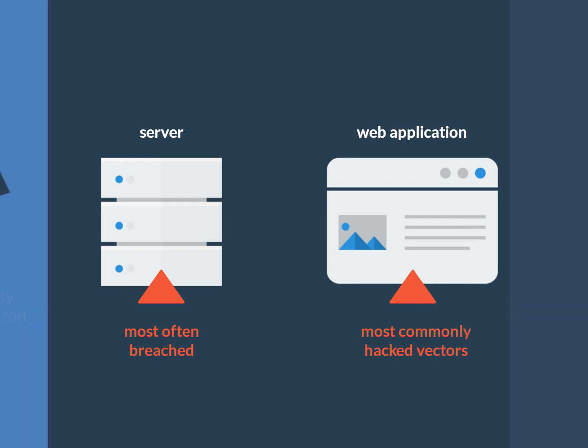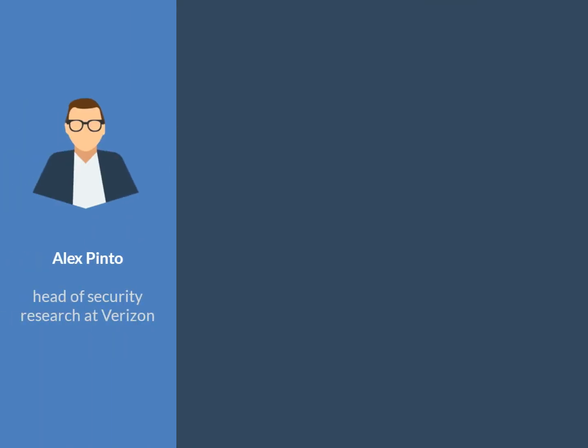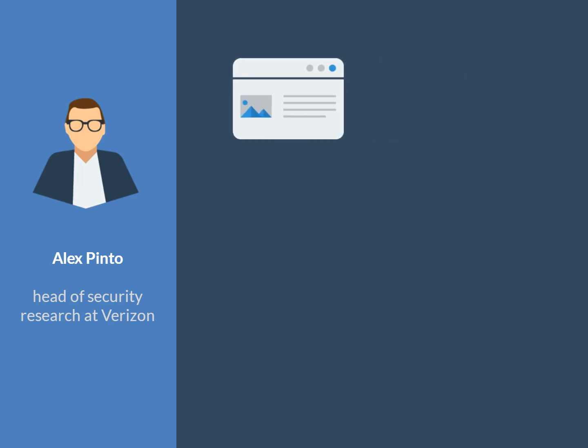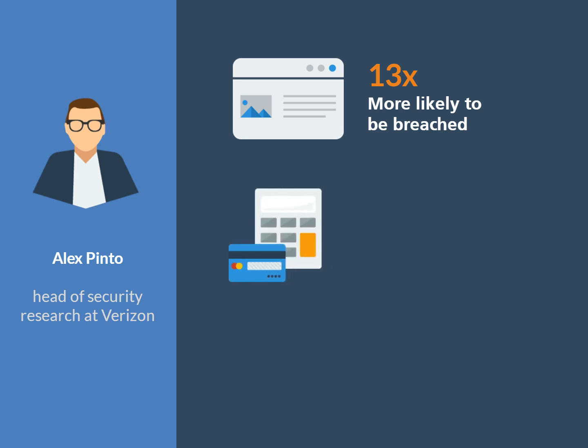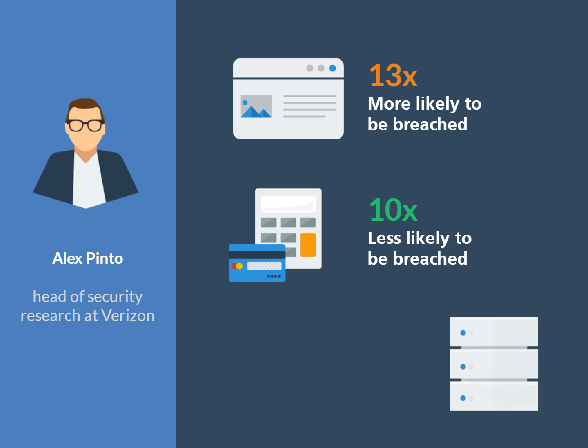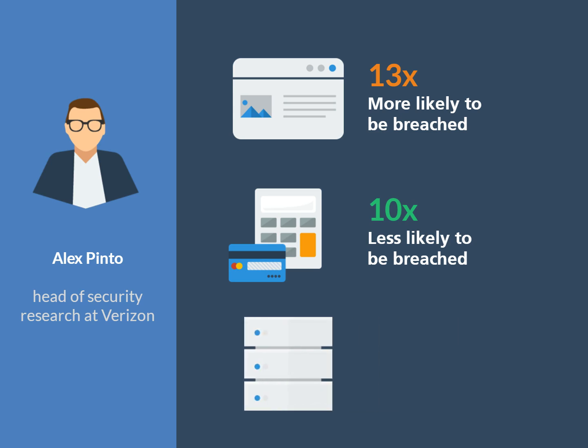To give this some context, Alex Pinto, head of security research at Verizon, said in an interview that since 2015, web applications are 13 times more likely to be breached. The likelihood of a breach for point of sale or POS terminals has actually decreased tenfold within that same time period. Mail servers, web application servers, and database servers are 3 out of the top 4 assets affected in a data breach, with end-user desktops being the 4th affected asset.